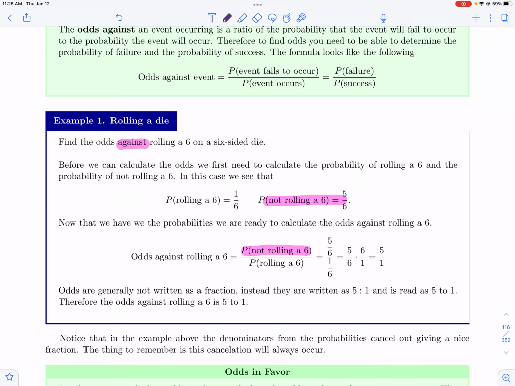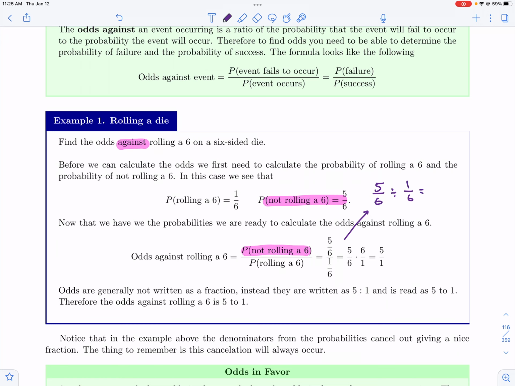From here, the nice thing is, since we're using probability, or the same type of setup for our probability, these denominators are always going to be exactly the same. So they're going to cancel out every single time. I skipped one step here just to conserve time, but what this would look like in symbol form is 5/6 divided by 1/6.